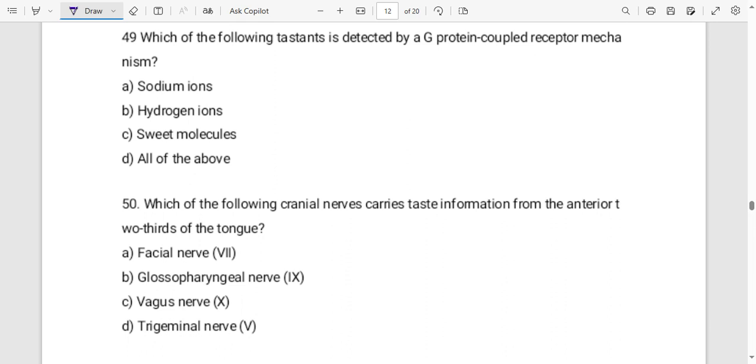Which of the following tastants is detected by a G protein coupled receptor mechanism? Sodium ions, hydrogen ions, sweet molecules, or all of the above?